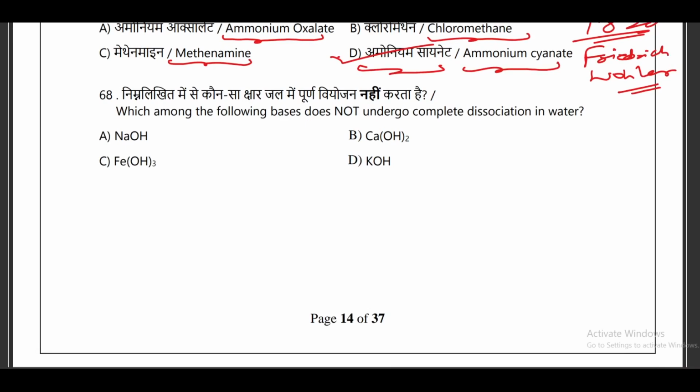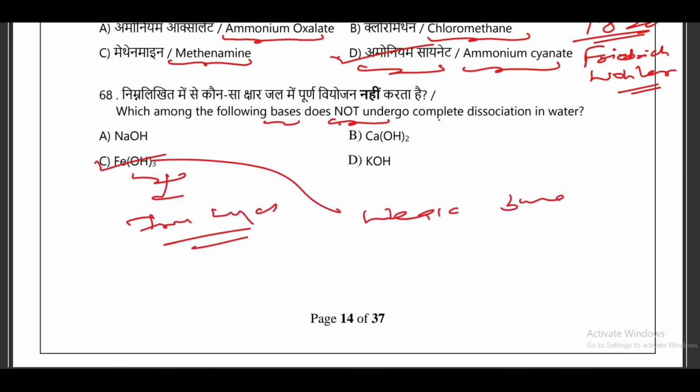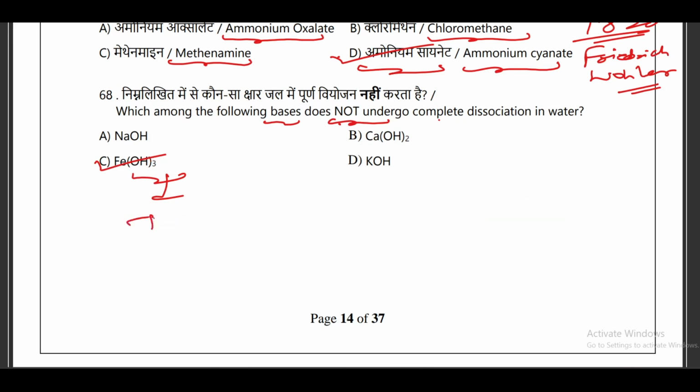In the next question, which among the following bases does not undergo complete dissociation in water? They are providing you four options, and in this case C option is your correct answer. Iron hydroxide is a weak base and is not very soluble in water, resulting in incomplete dissociation. But if you compare it with the other three options, all of those are strong bases that undergo complete dissociation in water. So your correct answer is C option, iron hydroxide.